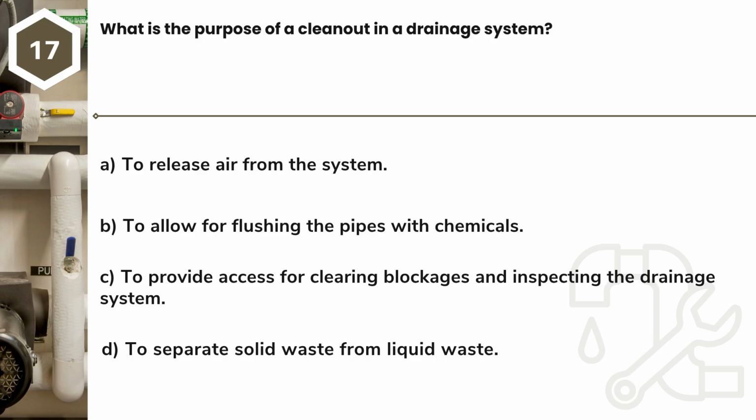Question 17. What is the purpose of a cleanout in a drainage system? A. To release air from the system. B. To allow for flushing the pipes with chemicals. C. To provide access for clearing blockages and inspecting the drainage system. D. To separate solid waste from liquid waste.